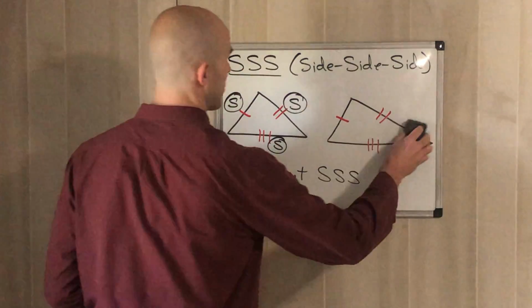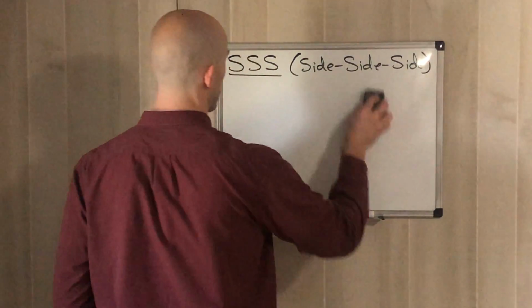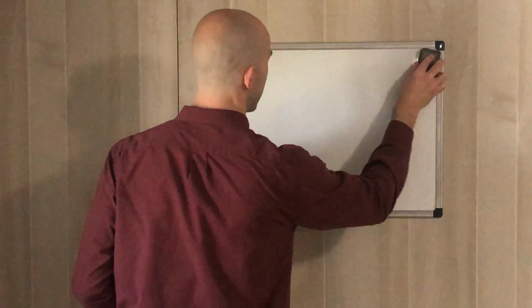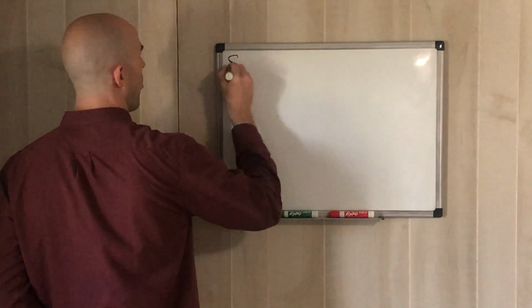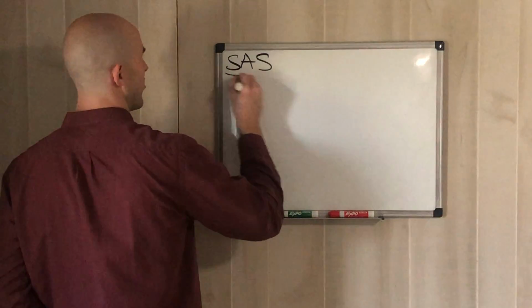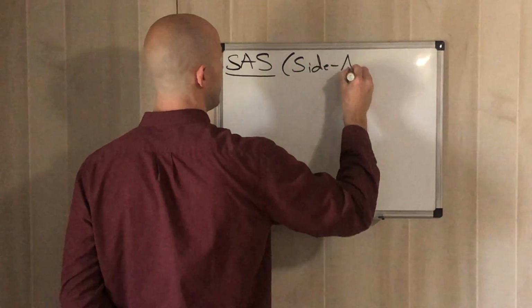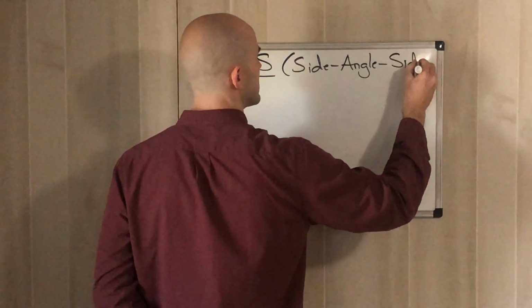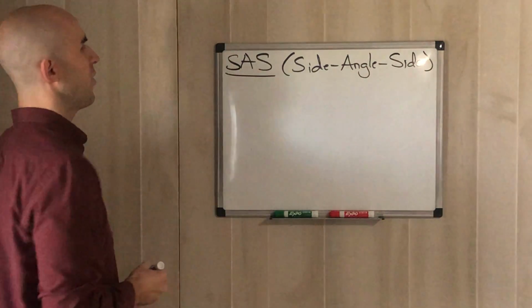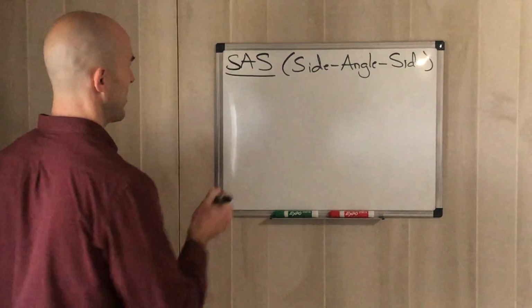Then there was another one called SAS, right? And again, I'm pretty sure that some of you can start piecing these together and figuring out what SAS stands for. What SAS stands for is literally side, angle, side. Right? Side, angle, side. And what this tells us, and this is where sometimes it can get a little tricky, and this is what we're going to practice.